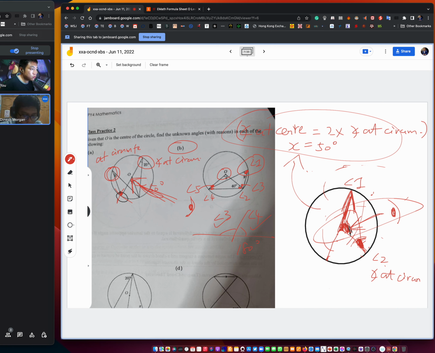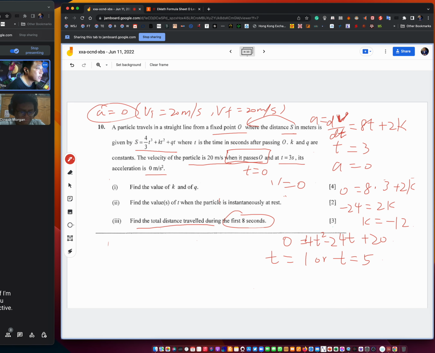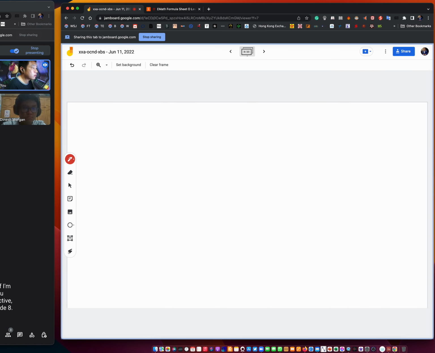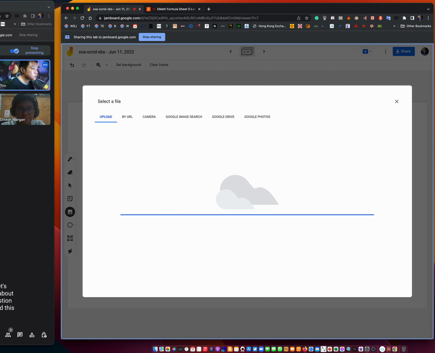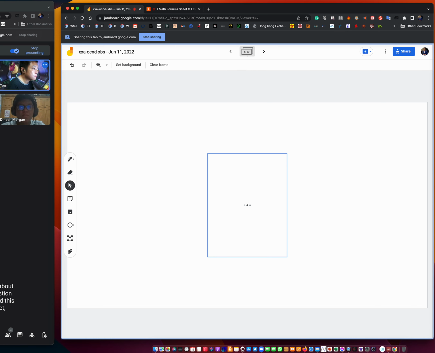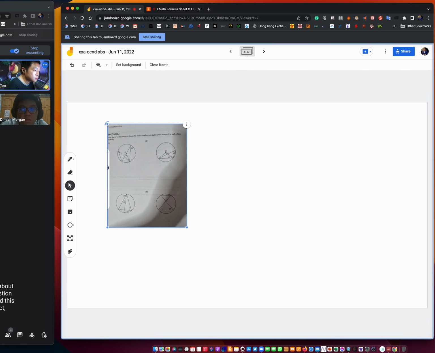Okay. So if I'm going to give you another perspective, let's go to slide 8. So we talk about part B. Question B, let me upload this image. So in fact, part B. Okay, let me rotate it, then you can see better.